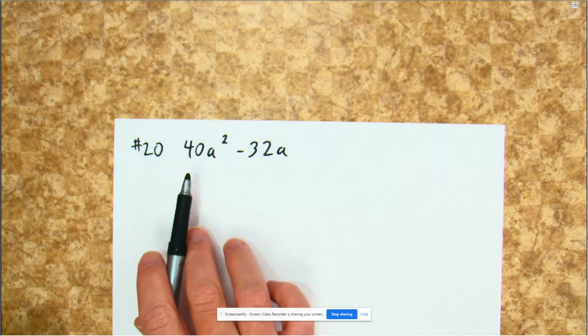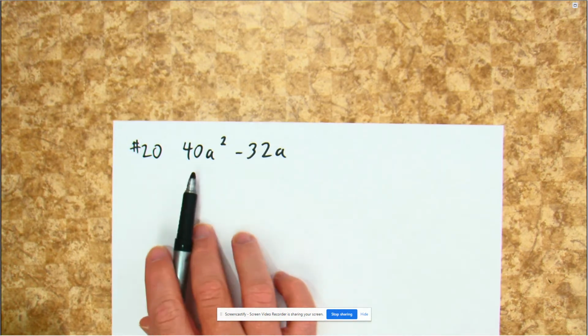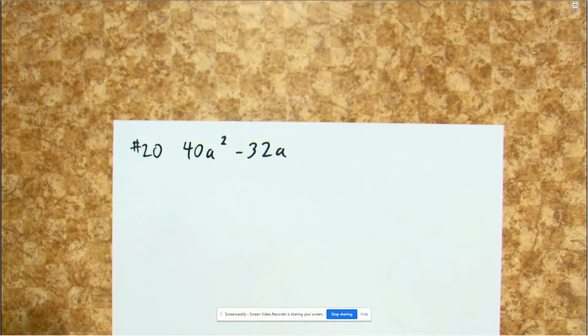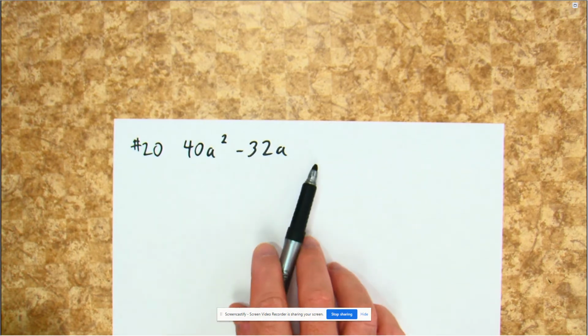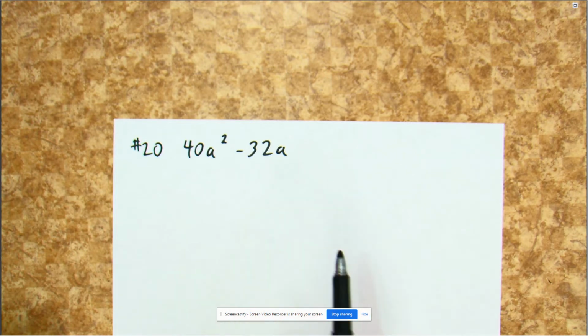Both of these terms, 40 and 32, they seemingly have a number in common. Yes, you can divide an 8 out of both of them. But all the terms also have a variable. Now, this only happens when that C value is gone. There's no C value sitting there. So you can divide both terms by the variable A as well.